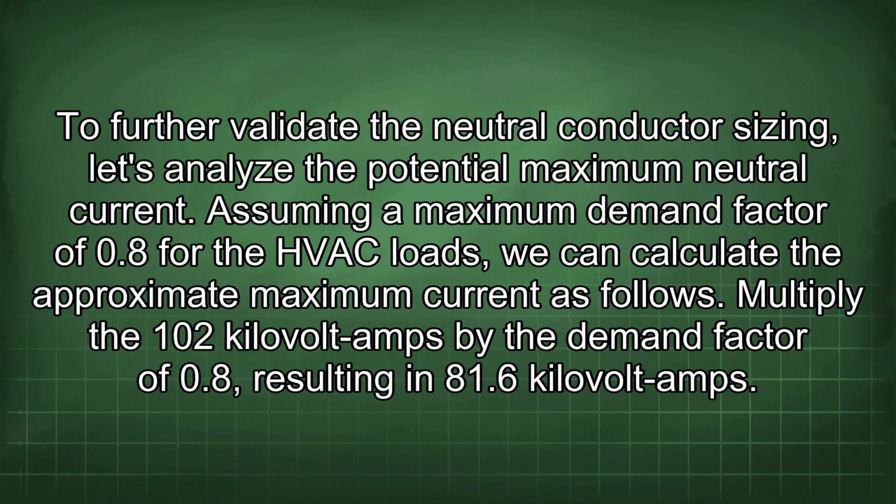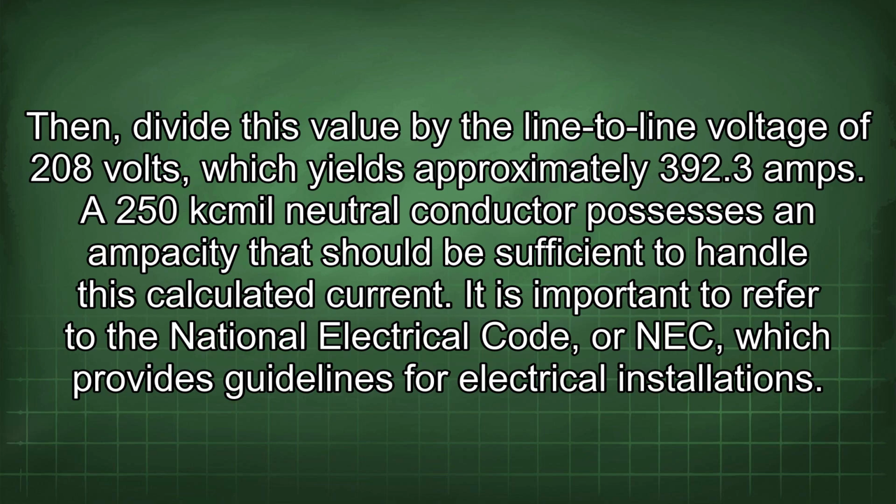To further validate the neutral conductor sizing, let's analyze the potential maximum neutral current. Assuming a maximum demand factor of 0.8 for the HVAC loads, we can calculate the approximate maximum current as follows. Multiply the 102 kVA by the demand factor of 0.8, resulting in 81.6 kVA. Then, divide this value by the line-to-line voltage of 208 volts, which yields approximately 392.3 amps. A 250 kcmil neutral conductor possesses an ampacity that should be sufficient to handle this calculated current.